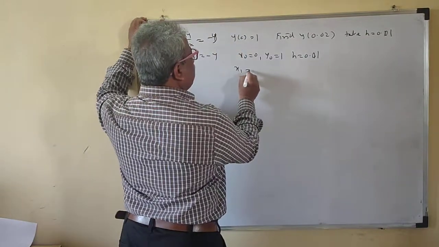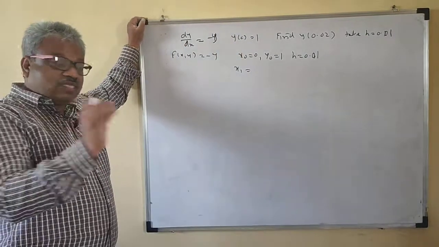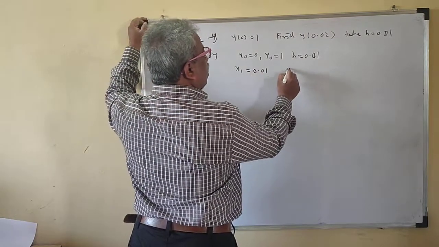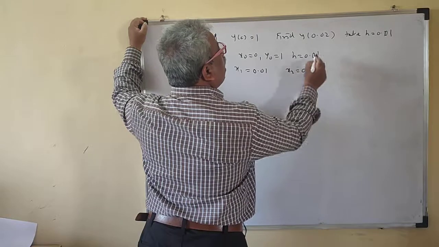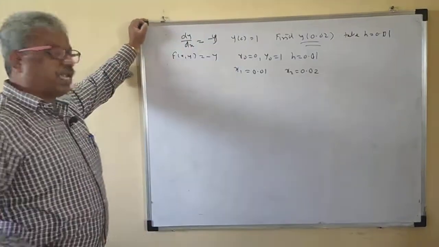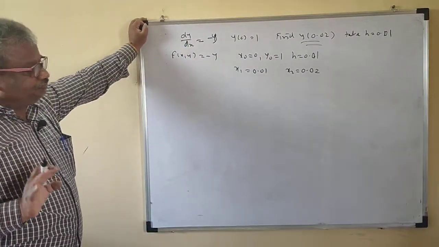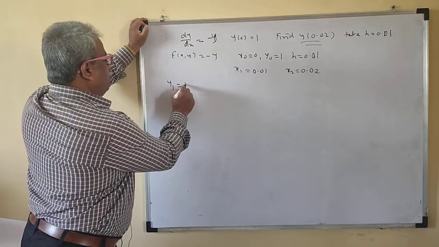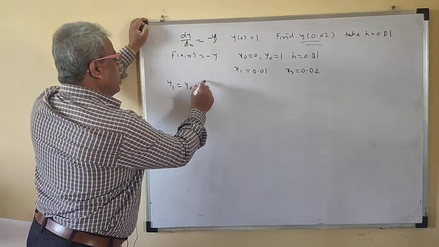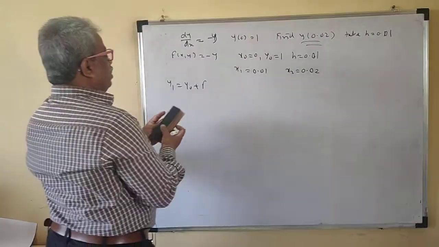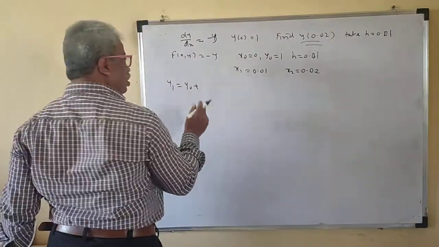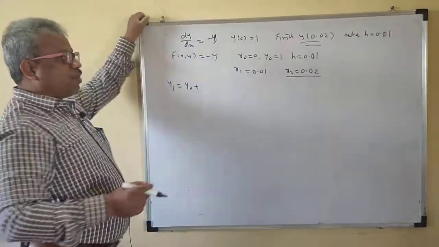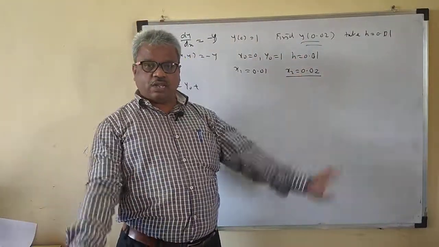So your x1 is x0 plus h, which is 0.01, and x2 will be 0.02. You want to find y2 now. So we'll find y1 first, and then y2. Note that you have to find y at 0.02, that means you have to find y2 only.